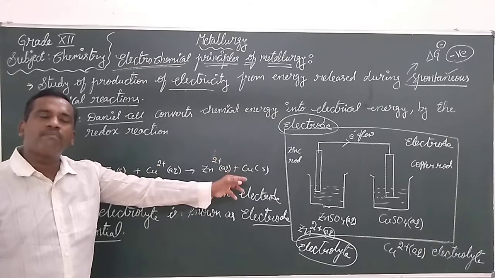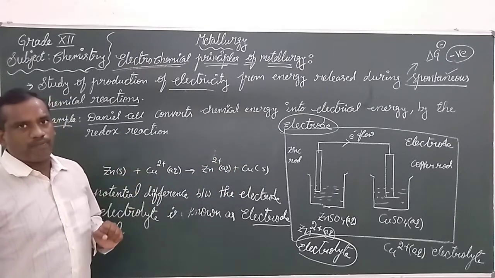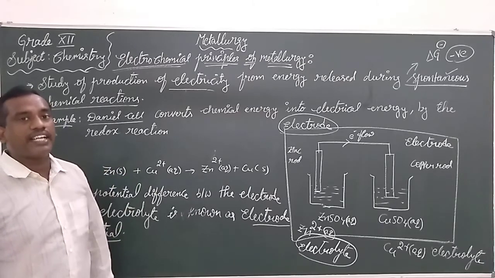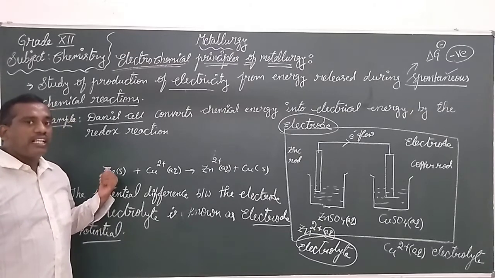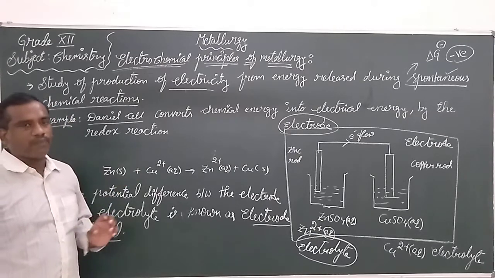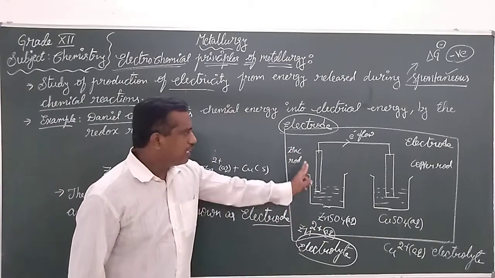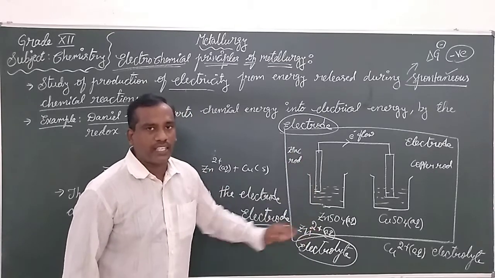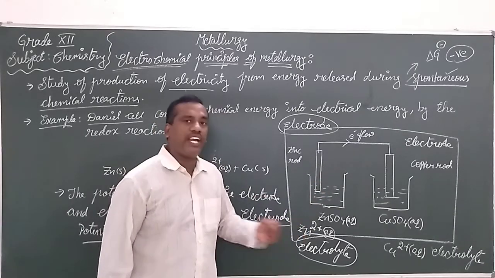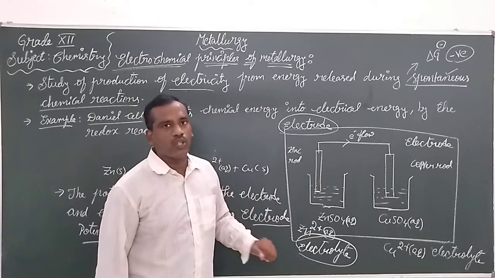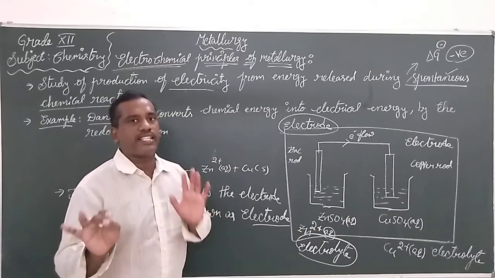It is a very simple explanation for Daniel cell. Here what is happening? We had observed a chemical reaction there. What did we observe? When we study the reaction here, a zinc rod is dipped in zinc sulfate. Both the solutions, that is zinc sulfate and copper sulfate, will be 1 molar in solution. Molarity is the same.